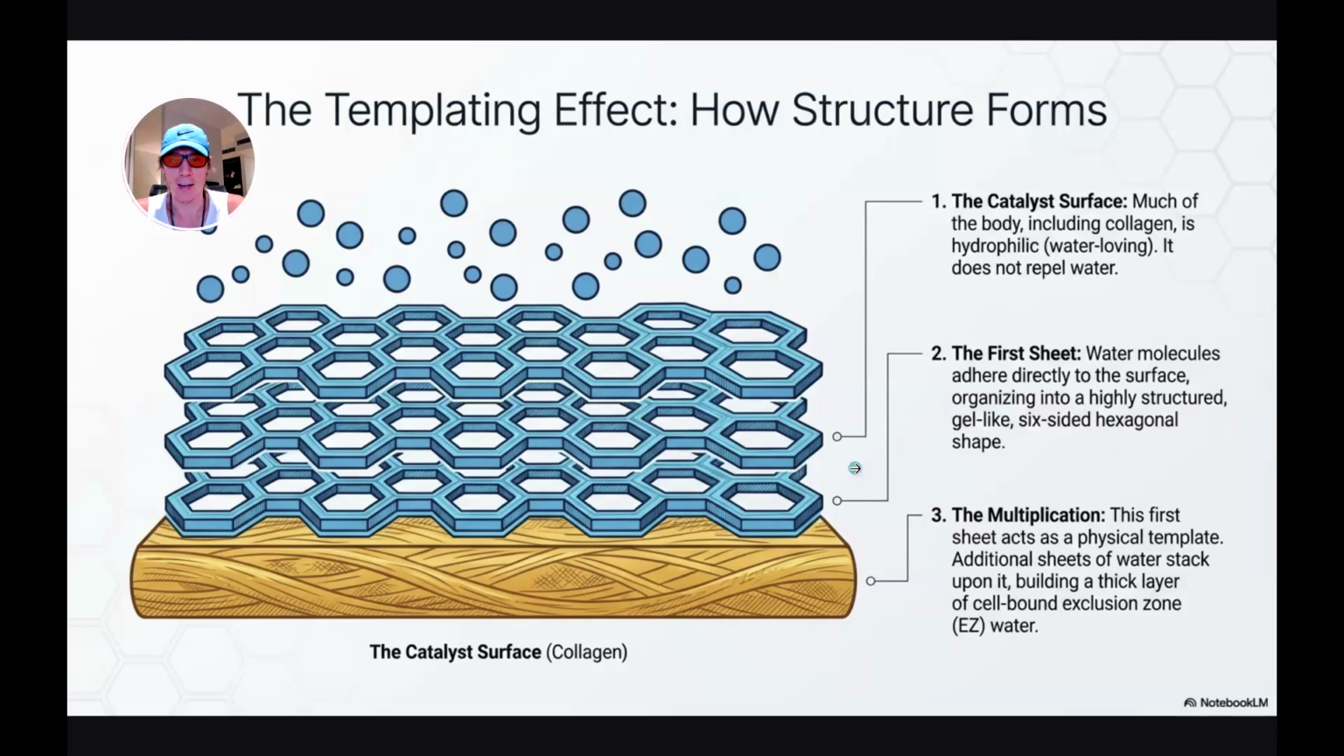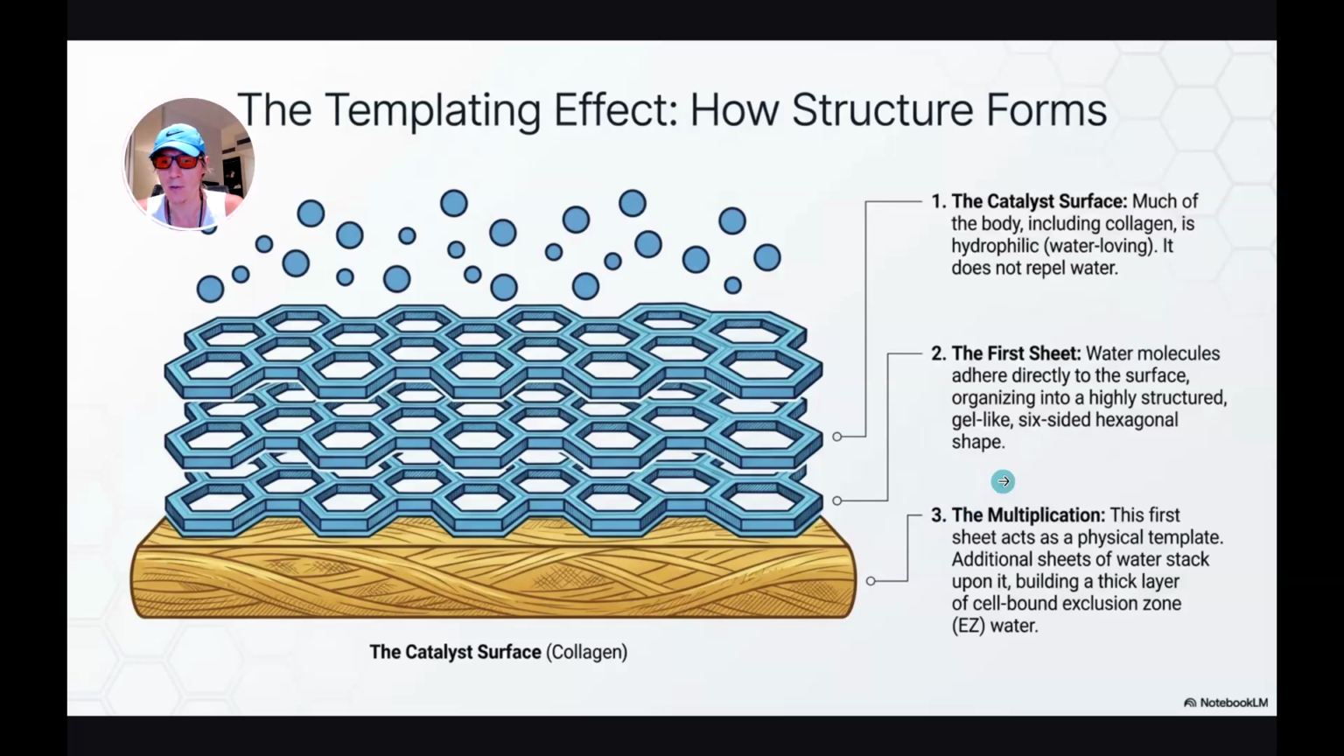The templating effect: how structure forms. First, the catalyst surface. Much of the body, including collagen, is hydrophilic, that means water-loving. It does not repel water. Second, the first sheet. Water molecules adhere directly to the surface, organizing into a highly structured, gel-like, six-sided hexagonal shape.